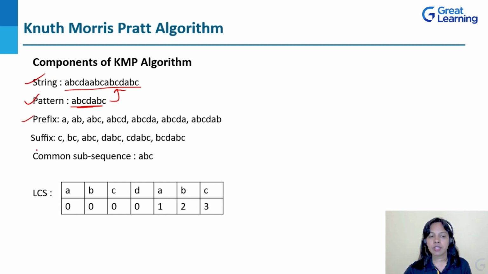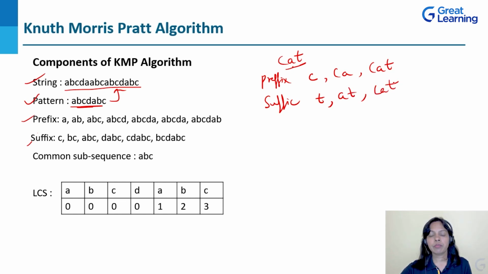Next are the prefix, suffix, and common subsequence. Now, what is this? If I ask what the prefix of any given word is, those characters which are attached at the beginning of the word are called its prefix. And suffix: those characters which are attached at the end of a given word are called its suffix. For example, if I take the word cat, what will be the prefixes? C is one prefix because C is at the beginning of this word. Another prefix would be CA, and then another would be CAT. If I talk about the suffixes of this word, what are the characters at the end? T, then AT, and then CAT is also at the end of the word.